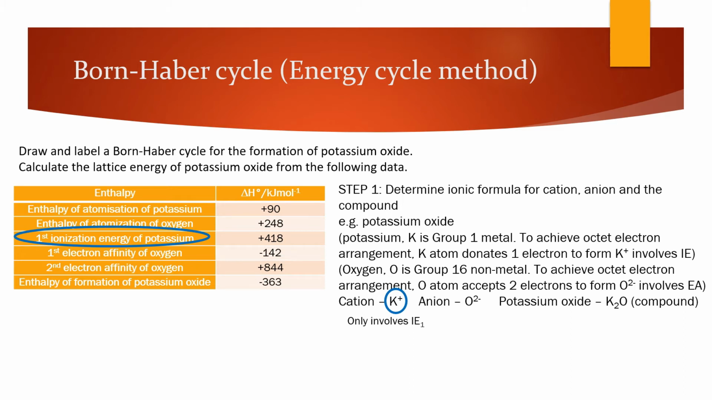Then how about non-metal oxygen? For the non-metal, we look at the electron affinity. Can you see that the electron affinities given are the first electron affinity and the second electron affinity? This means that later on the oxygen atom needs to first receive 1 mole of electrons to become the O- ion, and then the O- ion needs to receive another mole of electrons to become the O2- oxide ion.